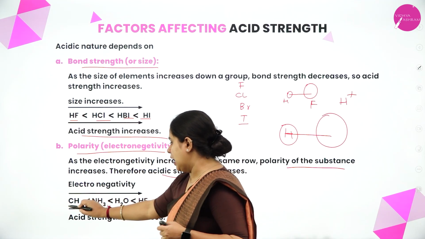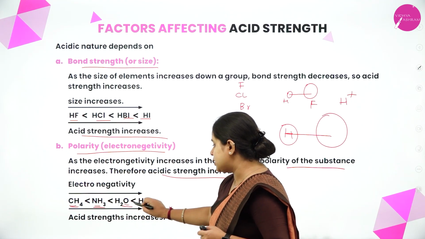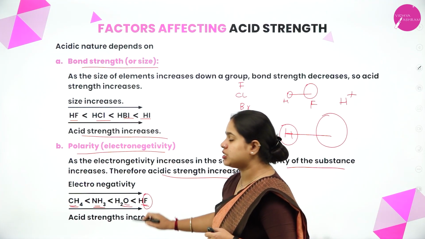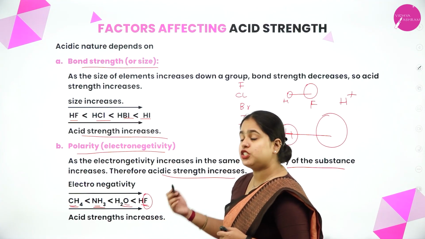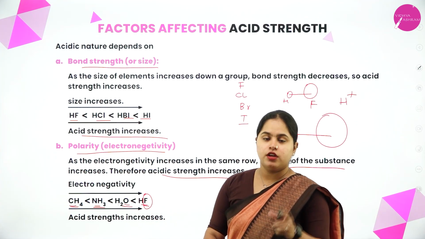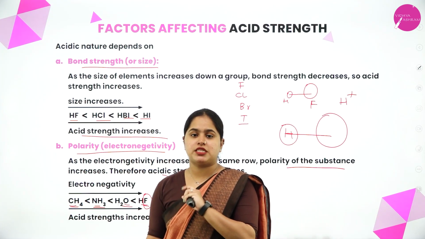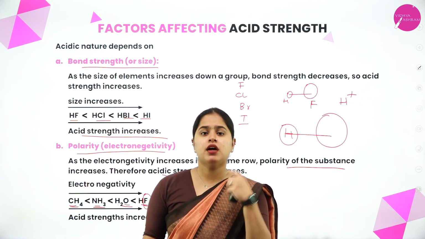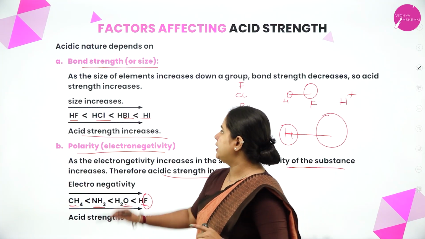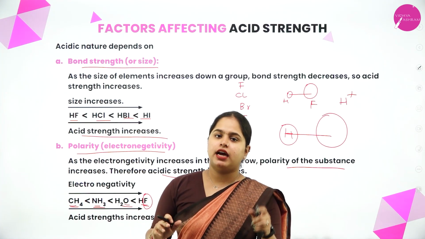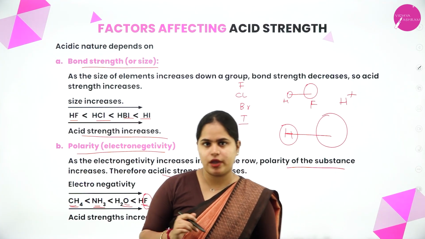In this case, consider CH4, NH3, H2O and HF. You can see it is carbon, nitrogen, oxygen and fluorine. Comparing these four, fluorine has the highest electronegativity, so the acid with the highest strength will be HF. You have to see which element is present; whichever has the highest electronegativity will have the highest strength. And in the earlier case, whichever has the largest size or bond length will have the highest acid strength. I hope it is clear.